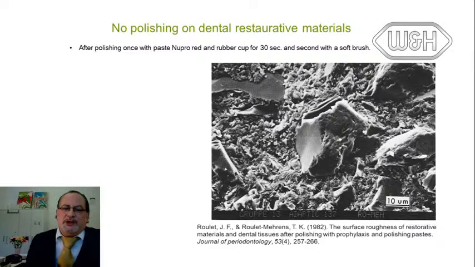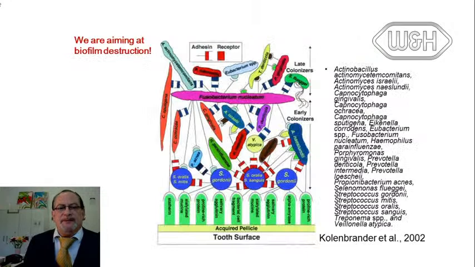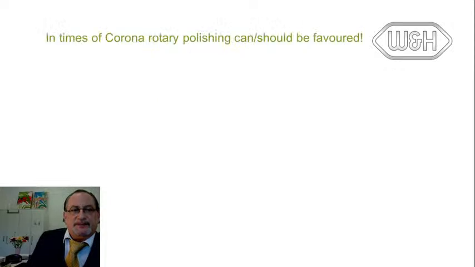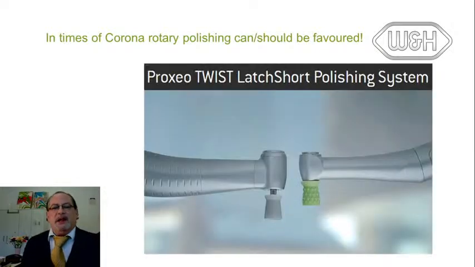So do no polishing on restoration materials. What we are aiming at is the biofilm destruction. So in corona times, rotary polishing can or should be favored. And we get some help from W&H with a Proxio twist latch short polishing system, and we can directly see that we have a much smaller building height here at the Proxio twist latch short polishing system than we normally have with a handpiece.